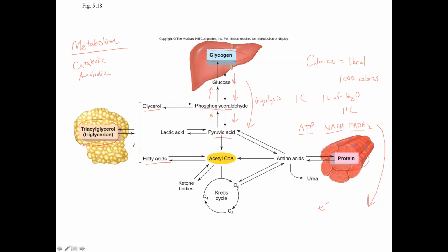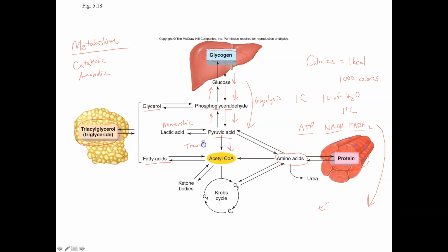So it's a key intermediate. Notice pyruvic acid, a key intermediate. There's interconversion with amino acid pathways. There's pyruvic acid being converted into lactic acid. That's known as our anaerobic pathway. And so pyruvic acid is another key intermediate. Pyruvic acid also becomes acetyl-CoA in what's called the transition reaction.